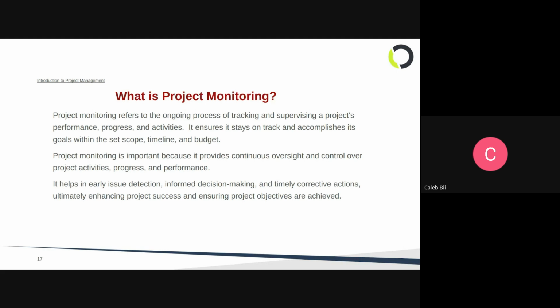Then we have timely corrective actions. So ultimately, when you discover those issues at an early stage, making corrections and making changes becomes easier, rather than identifying those various issues towards the project closure stage. That will be quite challenging.